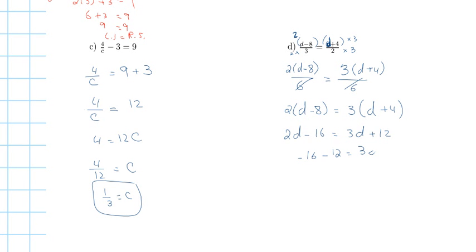And that's going to be negative 28 equals d. Okay? If you brought the 3d over, you're going to end up with negative d equals 28. You just have to do an extra step by dividing by negative 1 or multiplying by negative 1. So that's why I brought it over this way instead of the other way.